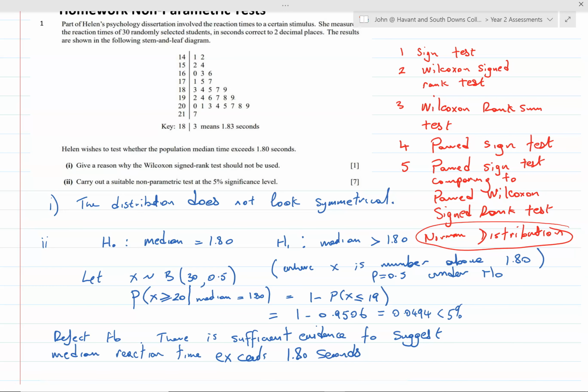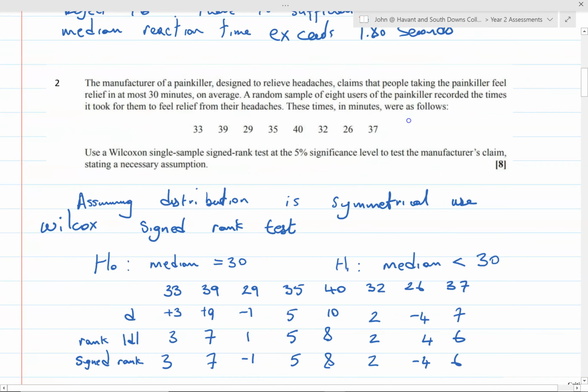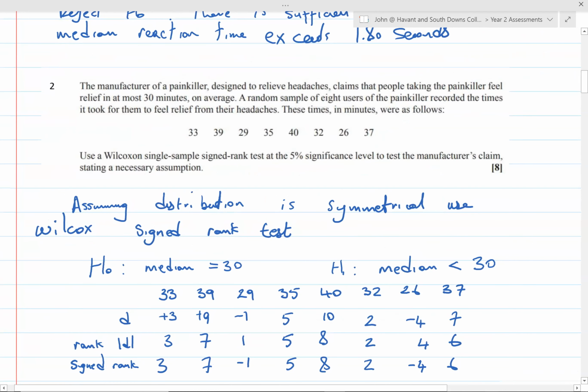Right, question 2. There we go. Wilcoxon single sample signed rank test, assuming the distribution is symmetrical. It doesn't ask us to say that, but it does say state any necessary assumptions. So a necessary assumption, which didn't hold in the previous question, is that the parent distribution is symmetrical.